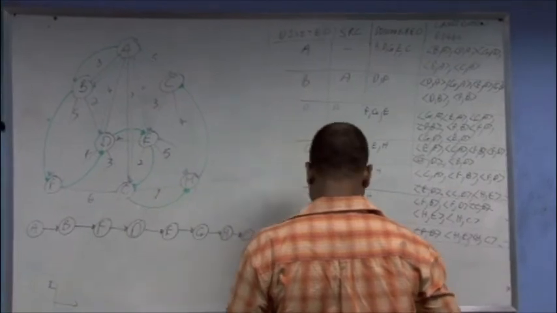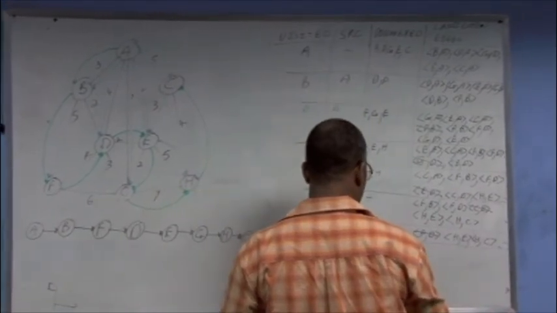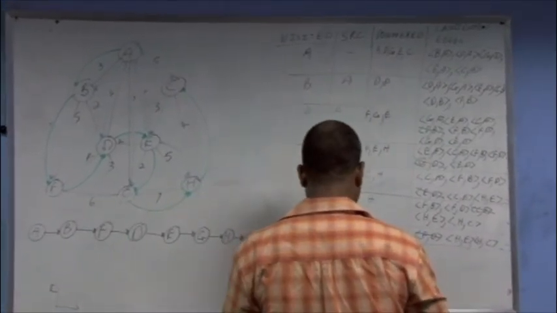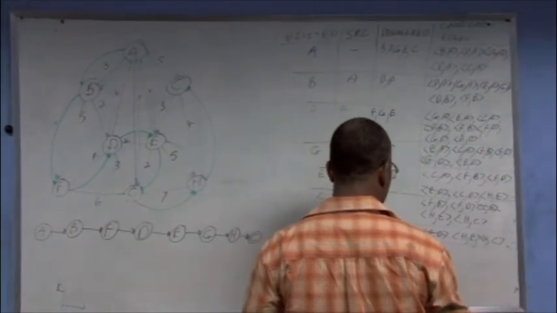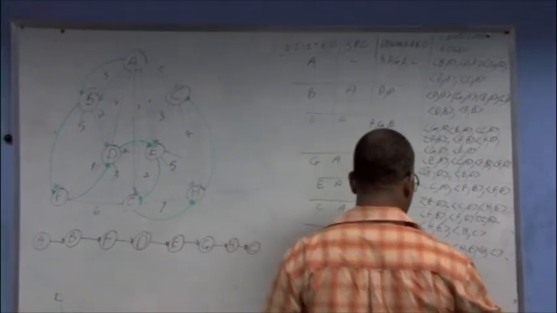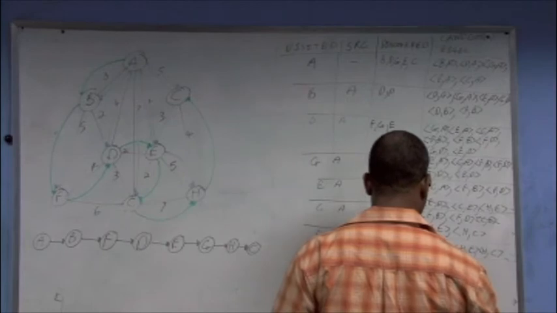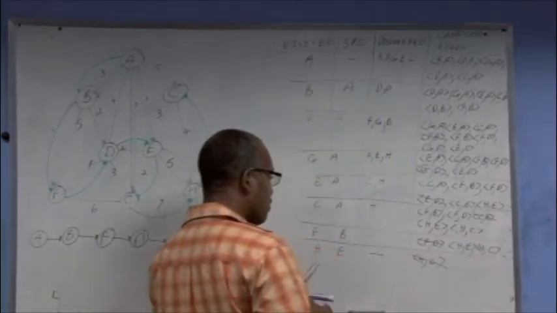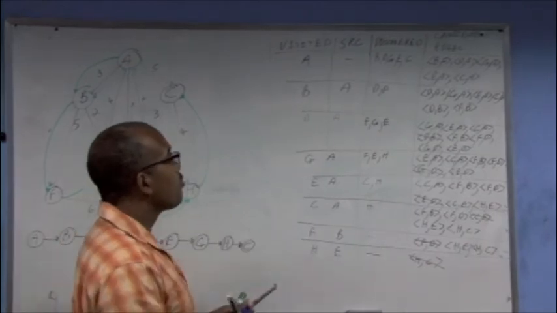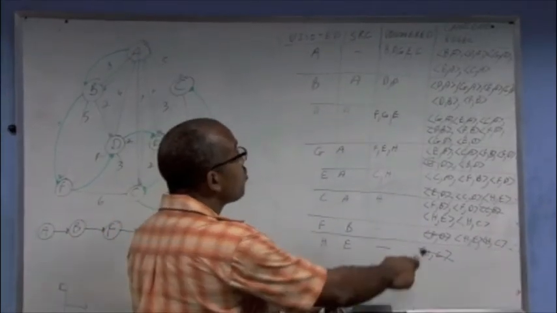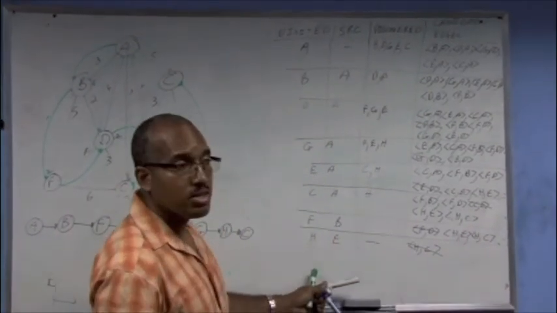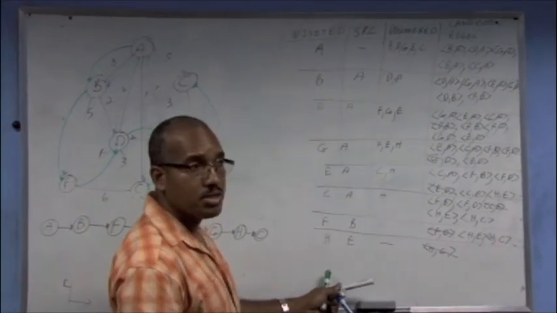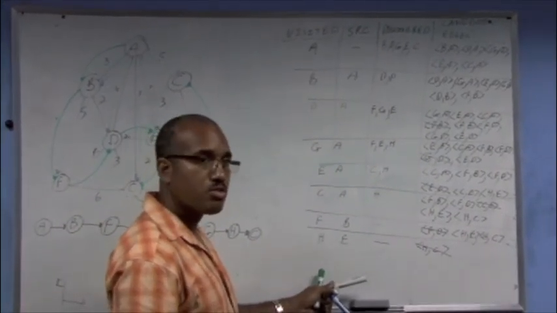There's nothing new that can be discovered, so you put your dash there, and H from C would come over. We've already visited H, so that can be crossed out. So we end up with nothing new to discover, and once our candidate edges data structure is empty, then our traversal is complete.